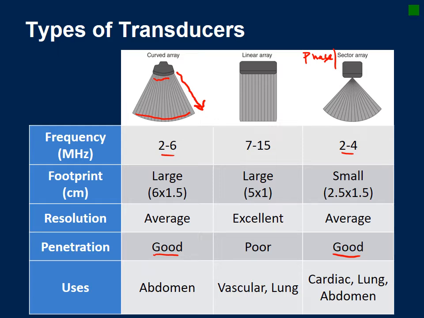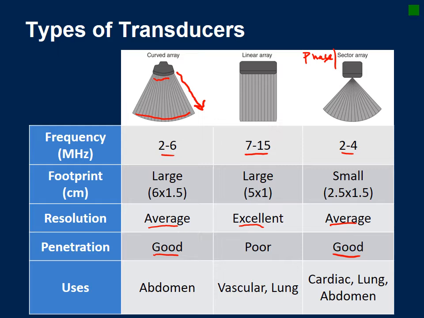On the other hand, their lower frequency creates an image that has a poorer resolution, so the resolution is not as good as the linear array probe. The linear array probe has a higher frequency and therefore has excellent resolution, but cannot penetrate as well. So the curved array probe is good for the abdomen because you have a large probe that can penetrate well. You can see deep structures.